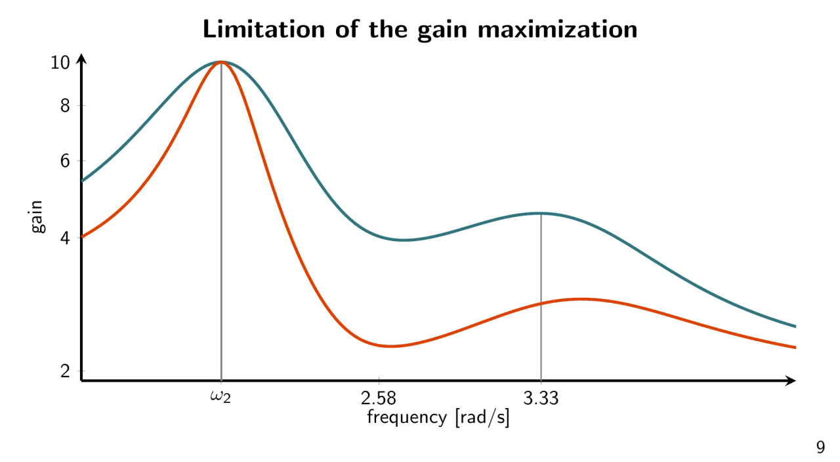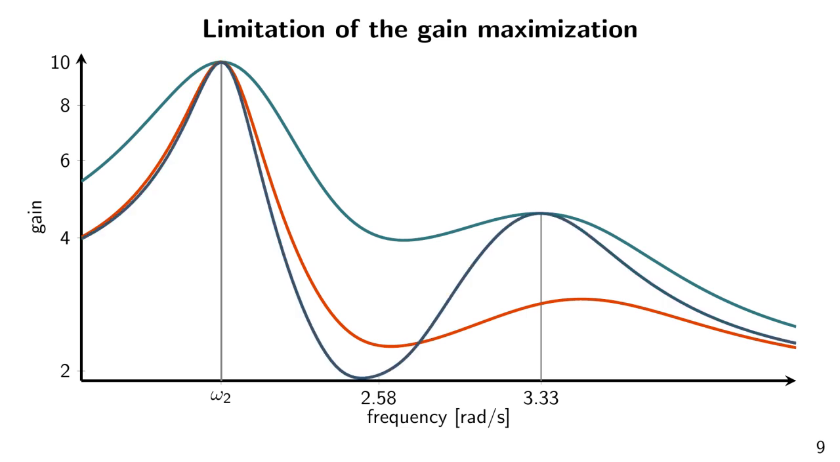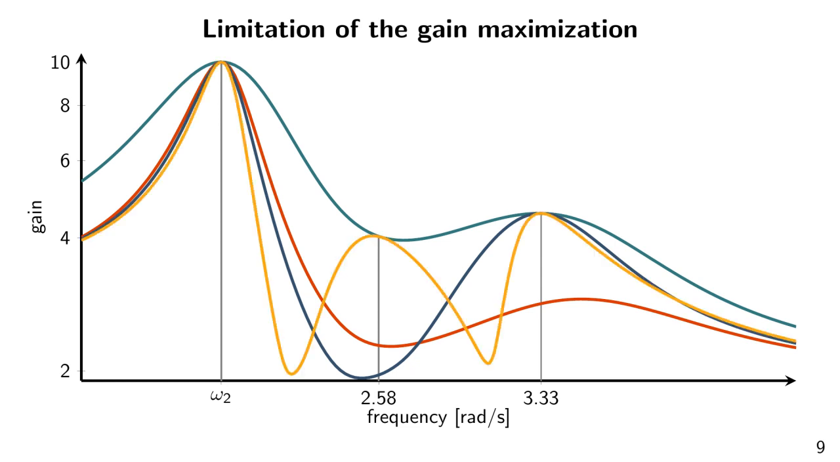Let's construct a new uncertainty that also maximizes the gain of the system here. This is the result we get. Notice that while the gain increased in the vicinity of this new frequency, it also decreased elsewhere. Let's pick yet another frequency in between these two and construct a third uncertainty. This is what we get when we do that. Again, the gain increased close to the new frequency, but decreased everywhere else.